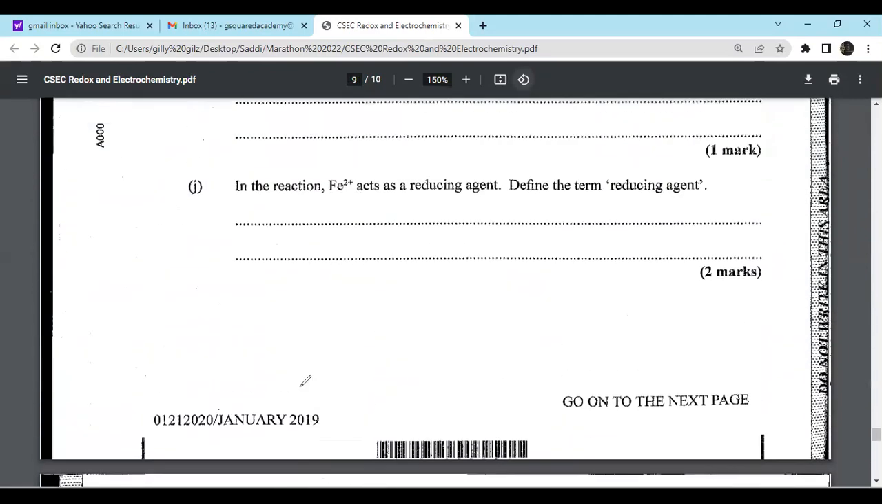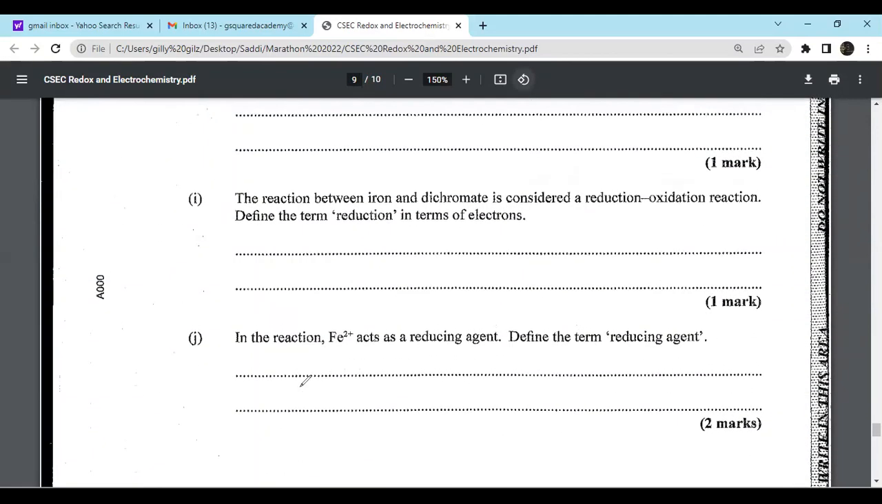Okay, here we go. Here we go. All right, here we go.